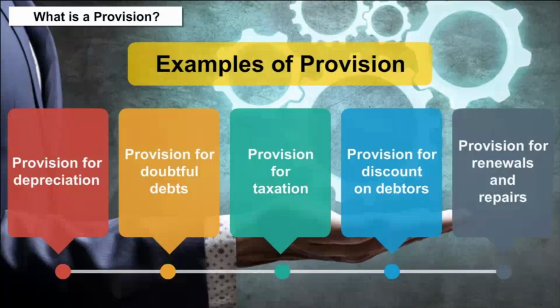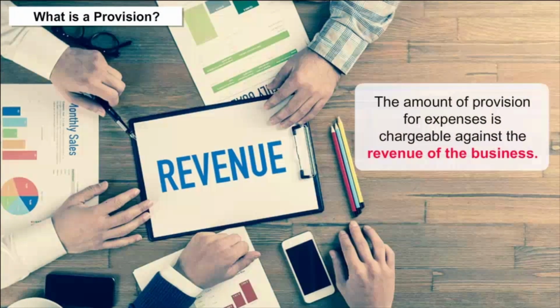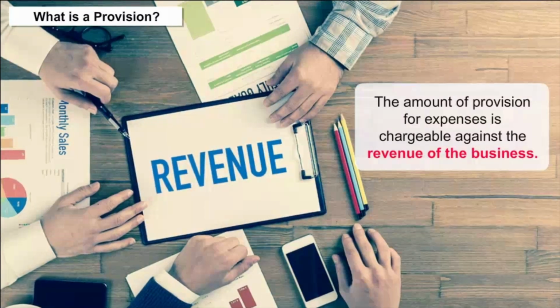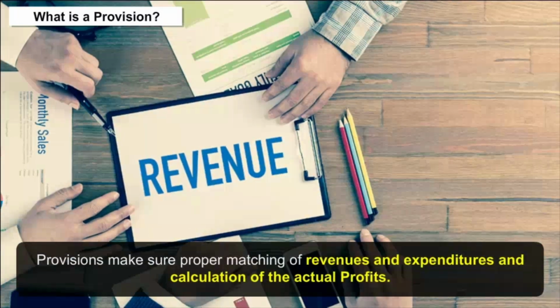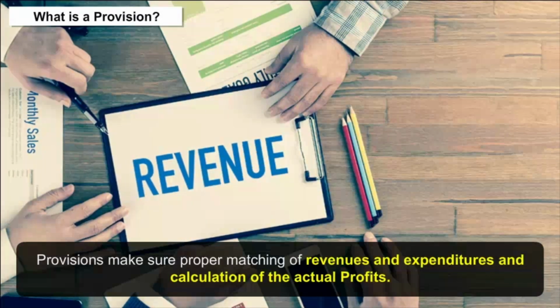In the balance sheet, the amount of provisions must be shown as a deduction from the current assets on the asset side, or on the liabilities side of the balance sheet with liabilities.